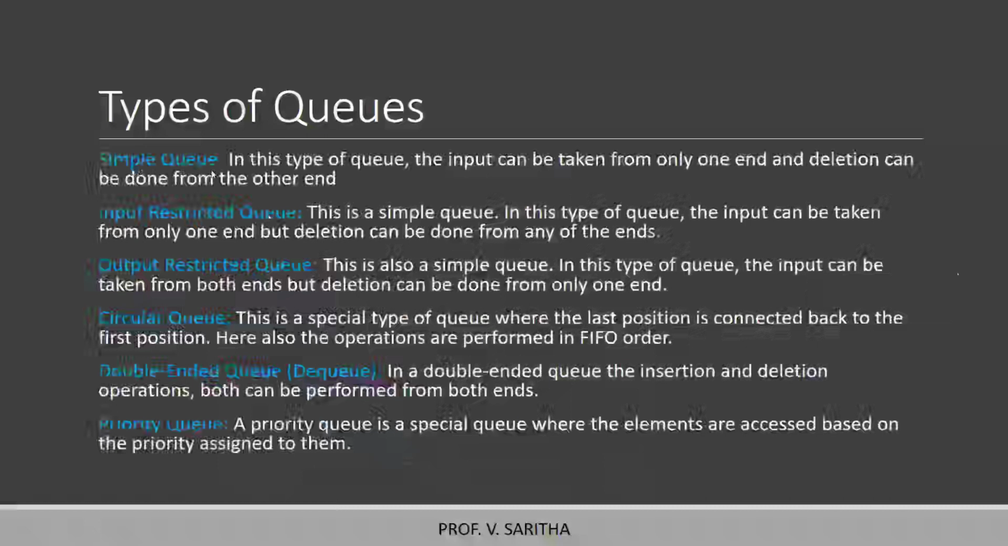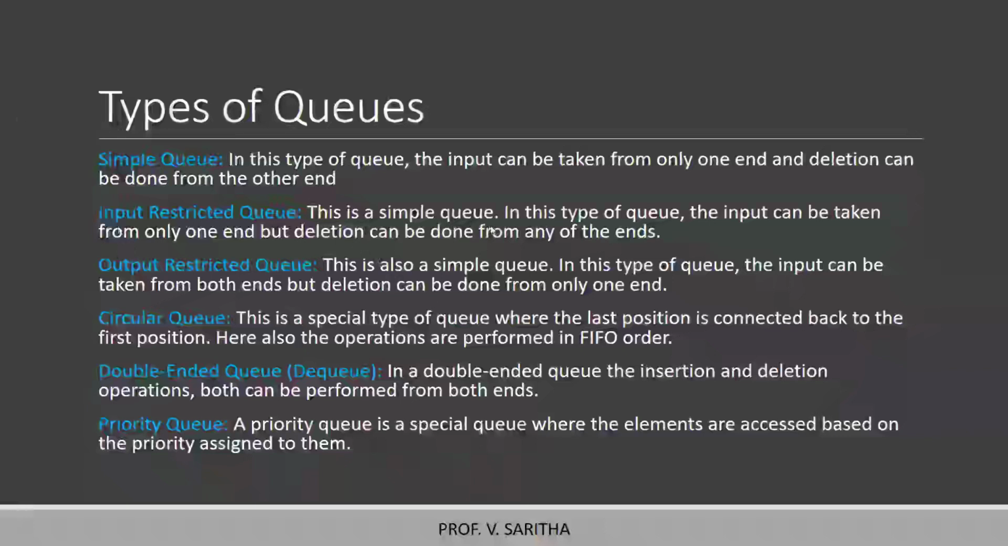Simple queue is, as we have seen in the case of the Queue ADT, only at one end we insert the elements and at the other end we delete the elements. So in this type of queue, the input can be taken from only one end and deletion can be done from the other end. Enqueuing we have seen, and dequeuing can be done from the other end.